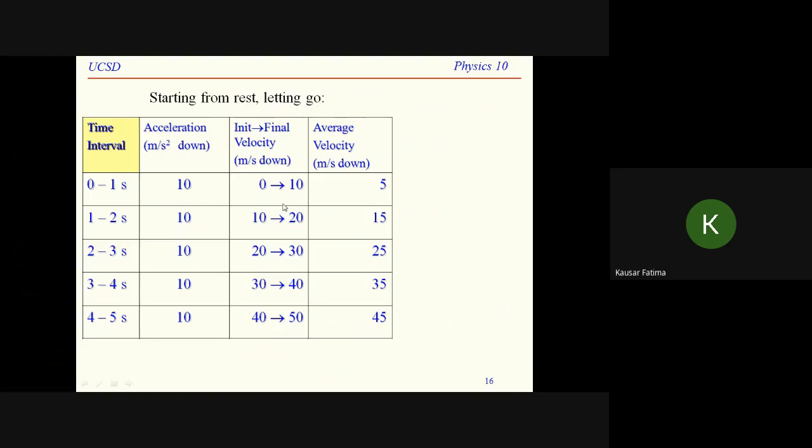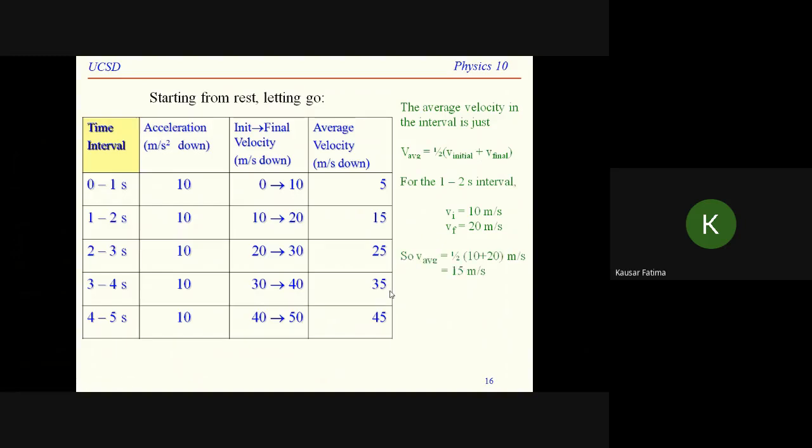What is the average velocity? How do you calculate average velocity? You add initial and final and divide by 2. So the answer is 5. Half of V initial plus V final gives you average speed. For the 0 to 1 interval, it is 5 meter per second. For 1 to 2, 10 plus 20 is 30, and 30 divided by 2 is 15.